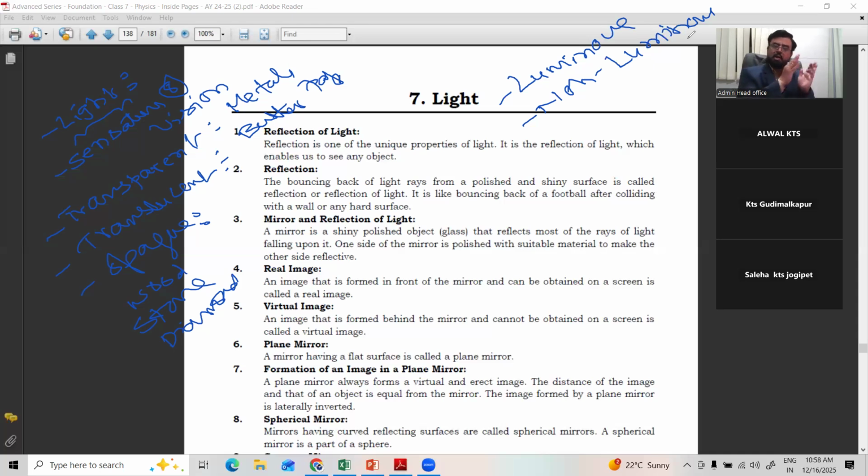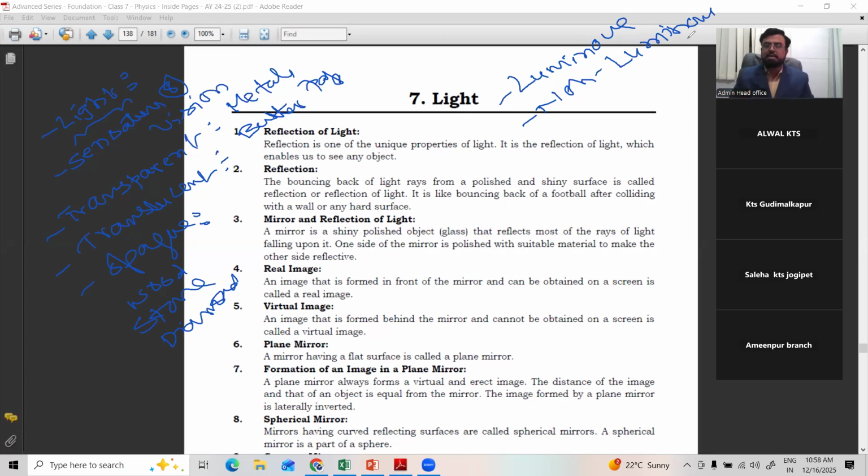Whether it is a non-luminous body or a luminous body, no matter. They can be transparent, translucent, or opaque. Suppose we have all the materials available with us: glass, diamond, butter paper, olive oil paper, wood, and stone. We kept them all in front of you.